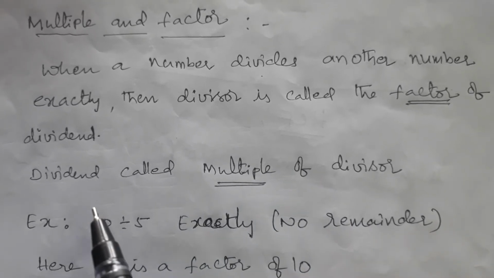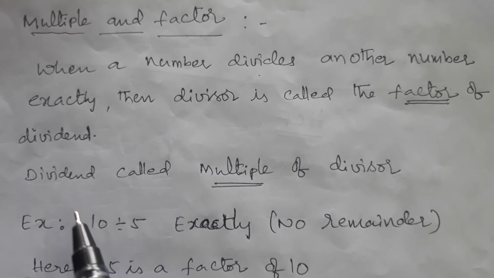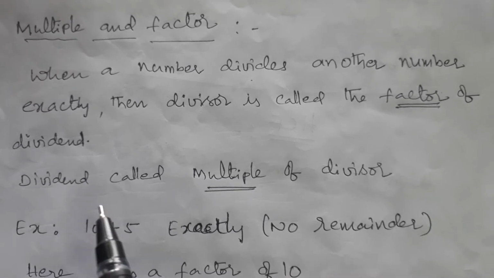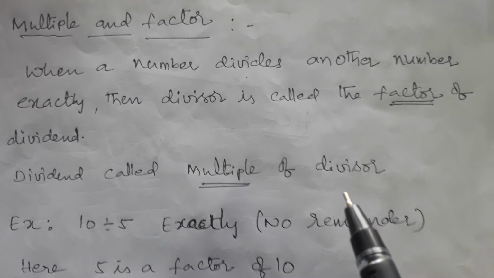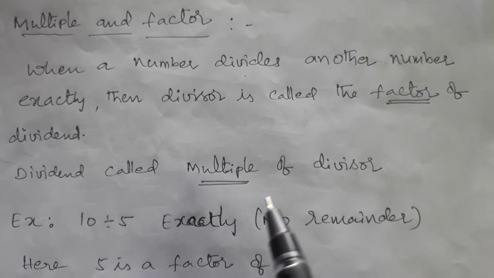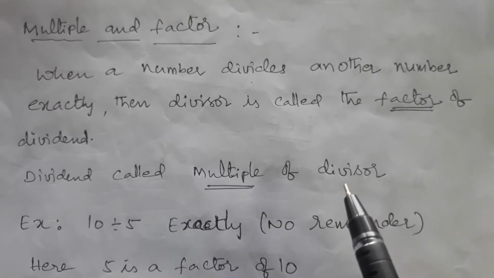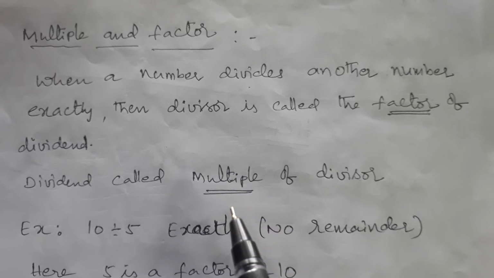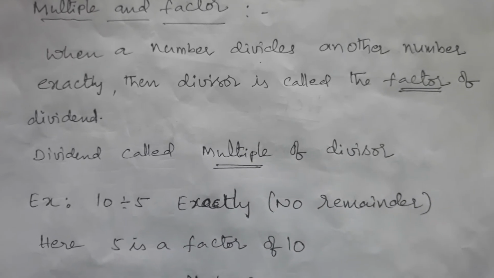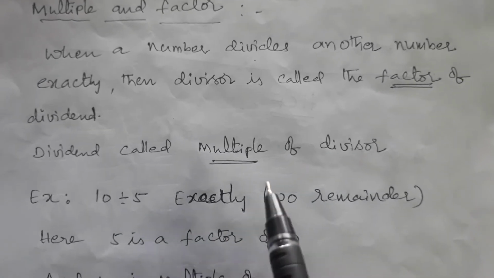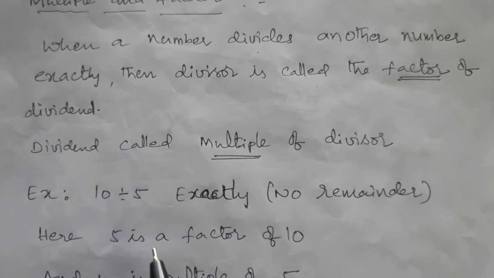The number which we are going to divide is called the dividend. When you divide exactly, means without remainder, then the dividend is called a multiple of the divisor, and the divisor is called a factor of the dividend.